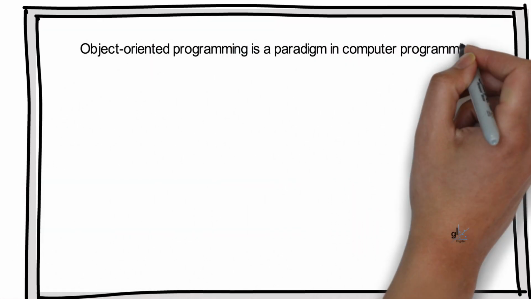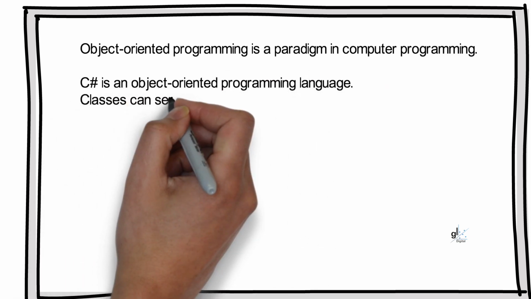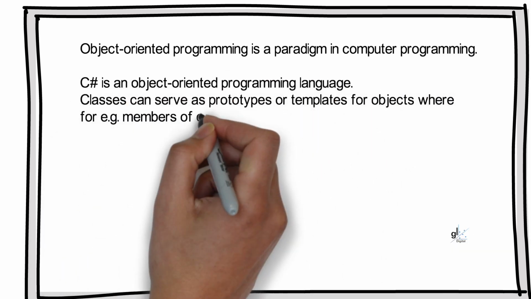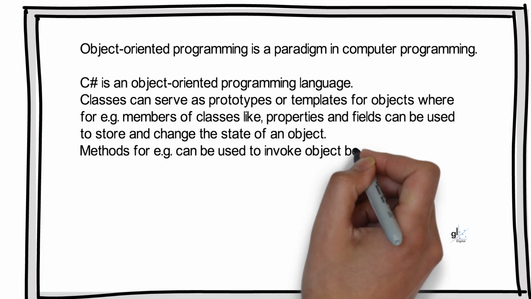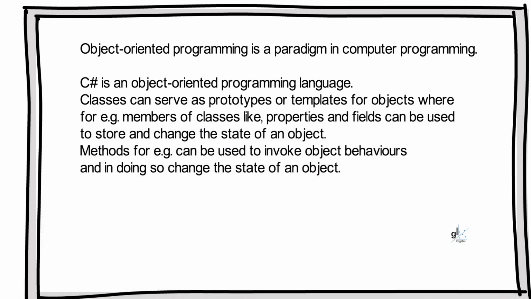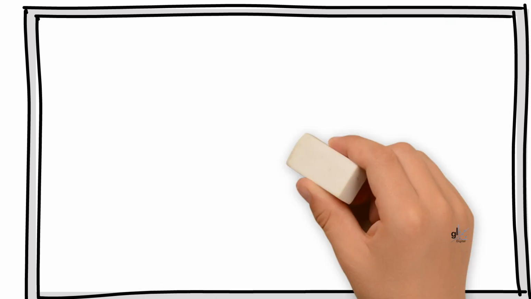Right, object-oriented programming is a paradigm in computer programming. C# is an object-oriented programming language. Classes can serve as prototypes or templates for objects, where, for example, members of classes like properties and fields can be used to store and change the state of an object. Methods, for example, can be used to invoke object behaviors and in doing so change the state of the object.